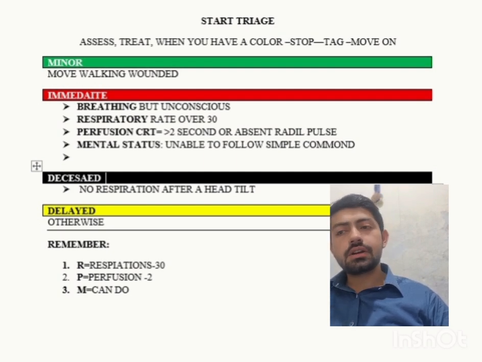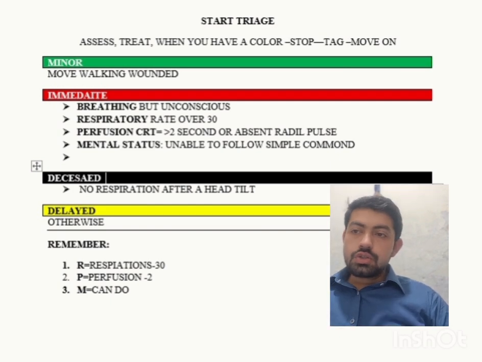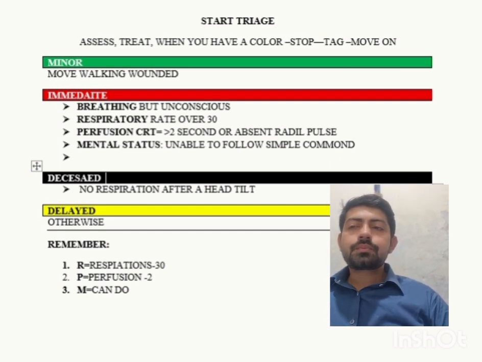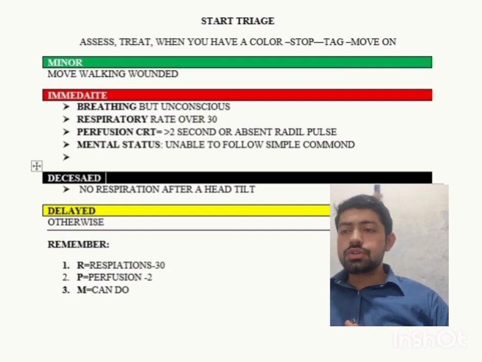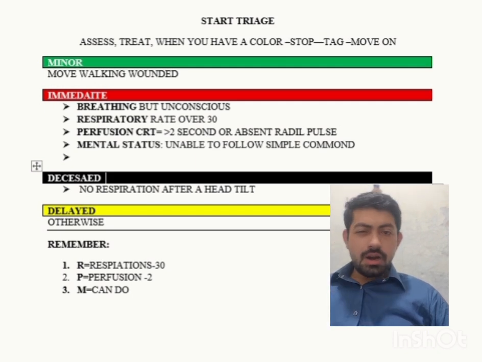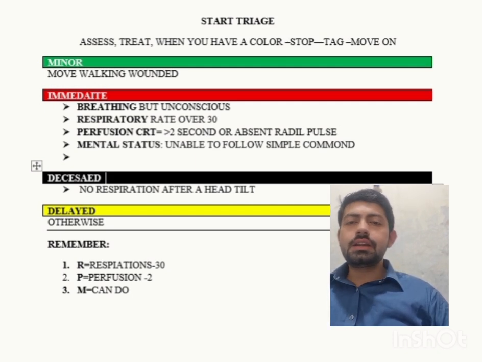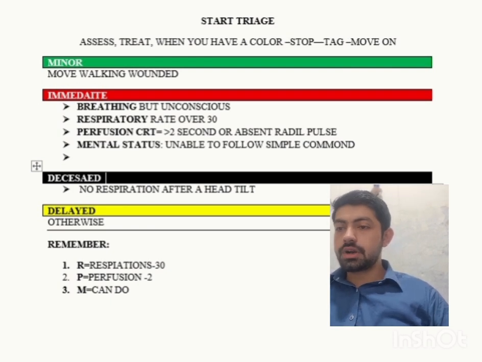Color categories in START Triage: the first color is green. Green means minor. Green tag patients have minor injuries and can walk by themselves. These patients can walk for a very long time, so they are called the walking wounded. Minor cuts, small wounds, and mild pain might be considered in the green category.